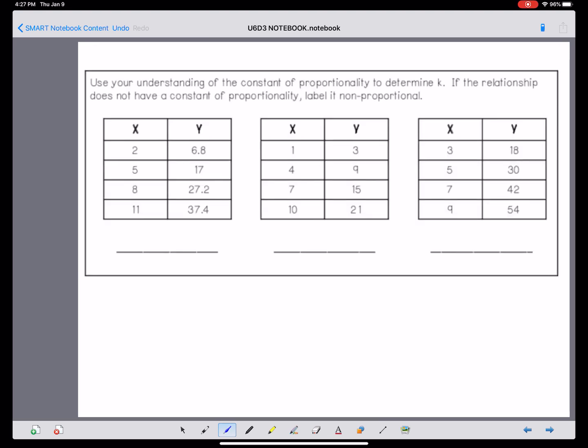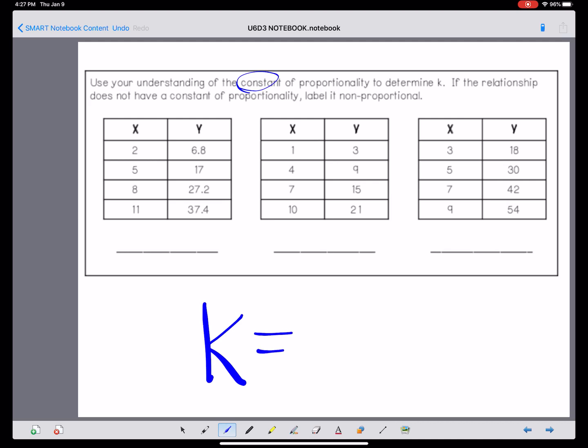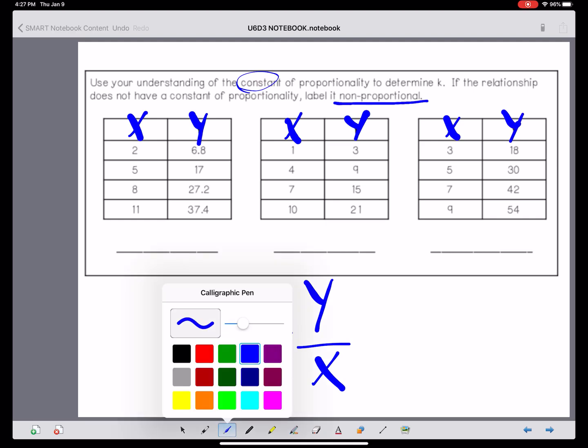All right, next slide. So use your understanding of the constant of proportionality to determine K. We have that favorite equation that we always use, our constant is equal to y divided by x. They give us our x value and our y value every single time. So now all we need to do is find out what the constant is. If there is no constant, we're going to label it non-proportional.